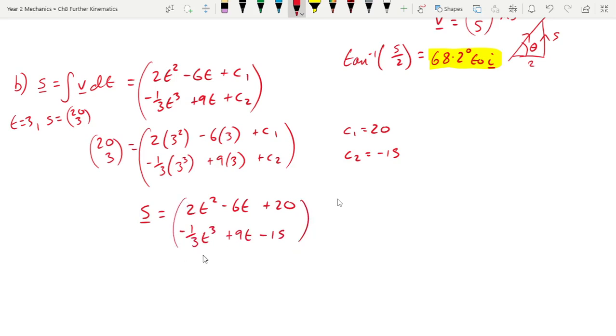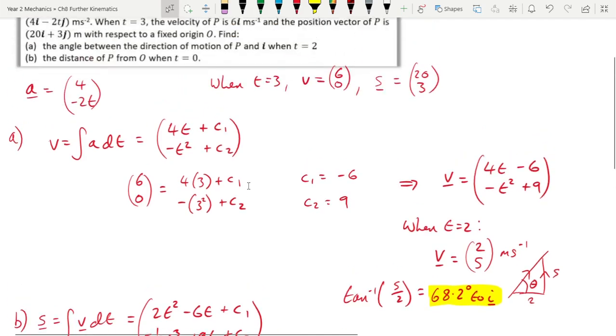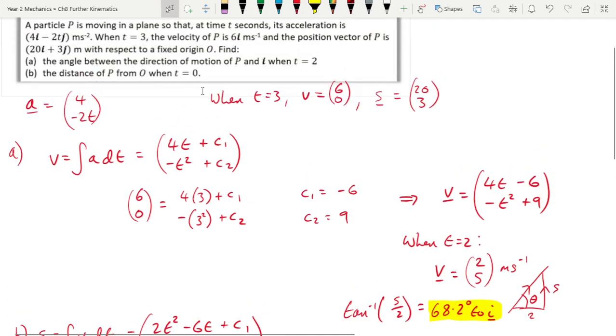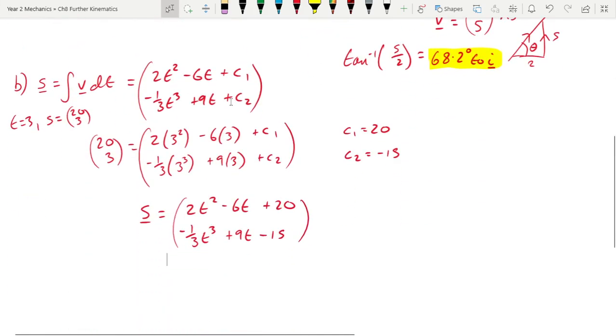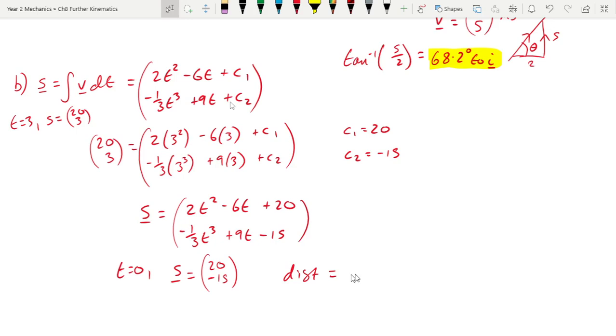Now the question actually asks for the distance when t is 0. So when t is 0, the displacement is just going to be these last two bits, (20, -15). So that's the displacement, but I want the distance. The distance is the magnitude of the displacement. So that's 20 squared plus 15 squared, square rooted, which is 25 meters. That's our final answer there.